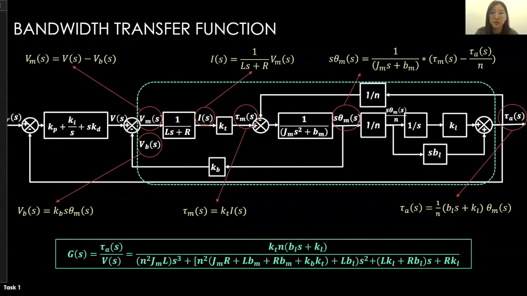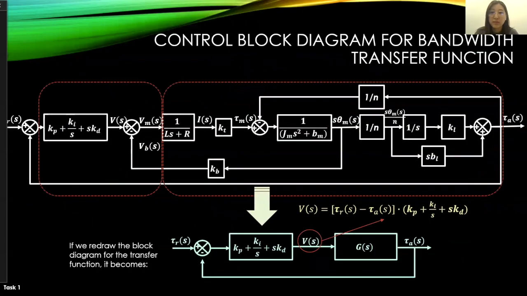To derive the transfer function, first of all, we will need to simplify the block diagram. In this filled circle, in this area, we're going to simplify this whole block as G(s), which is the torque output over the voltage input. And this is the equation I got from deriving the blocks for the transfer function. After getting G(s), we can simplify this area and redraw the block diagram over here.